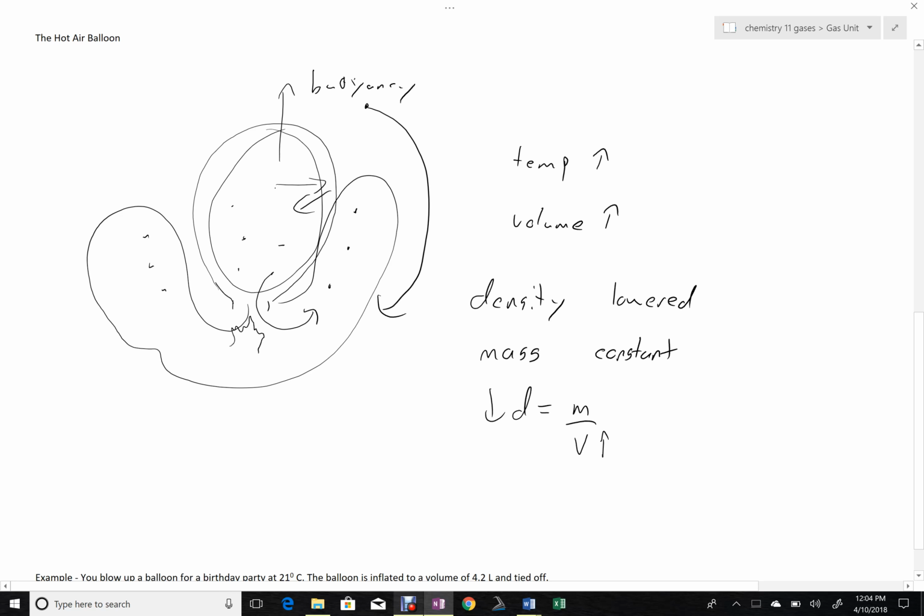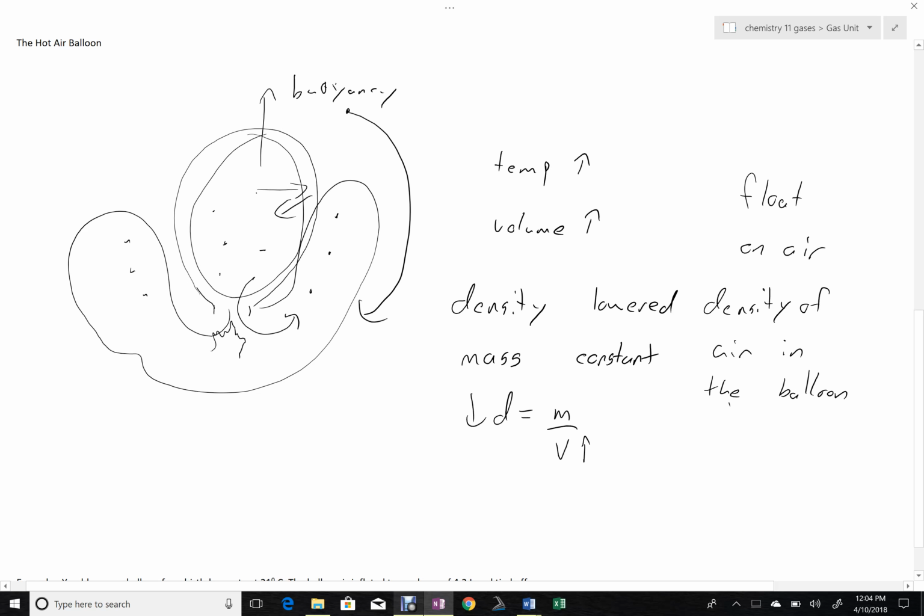So the particles get pumped out of here. As the temperature increases, they try to occupy more space. When they occupy more space, they decrease their density, and a decreased density means that they're not as dense as air, which means that the hot air balloon can float on air. The density of air in the balloon is lower than the density out of the balloon.